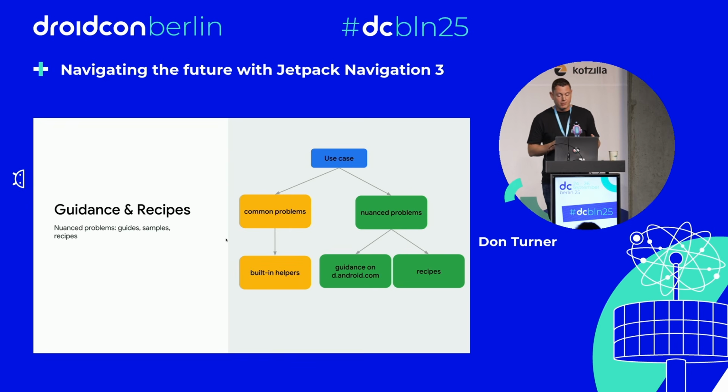And for the more nuanced problems like dependency injection or moving your backstack out of composition and into a view model, we're focused on writing guidance on developer.android.com, as well as this repository full of recipes that show you how you might approach those problems. To be honest, we probably haven't hit the perfect balance of guidance and recipes and the built-in functionality. But this is only an alpha release at the moment, so we're really looking for feedback on how you use the library and what features are missing. So please do file bugs. We do read everything.